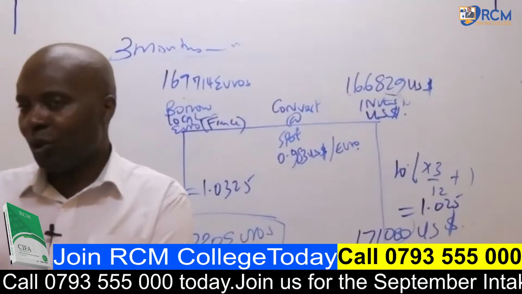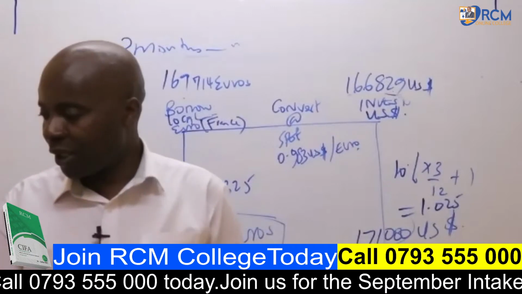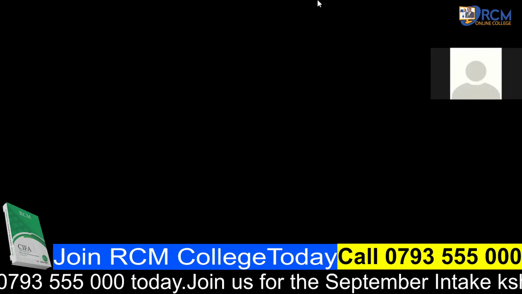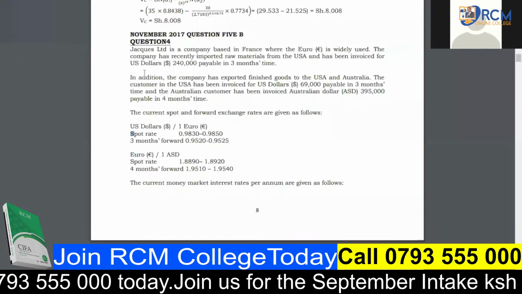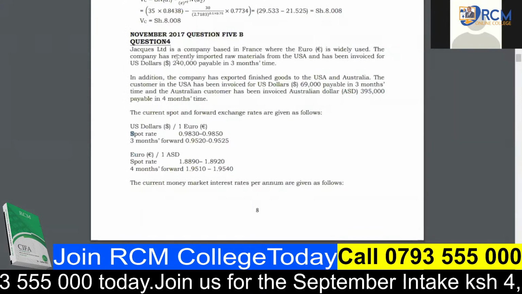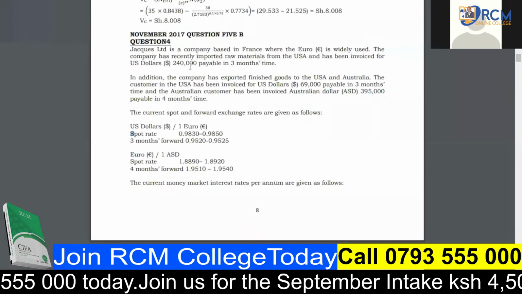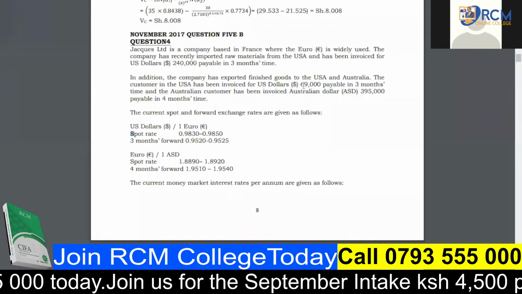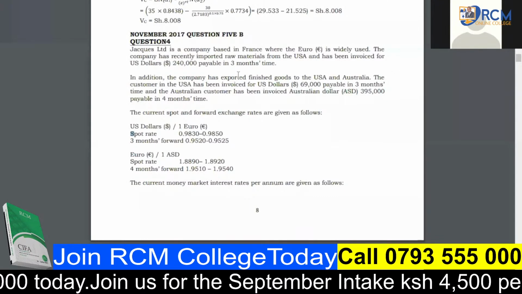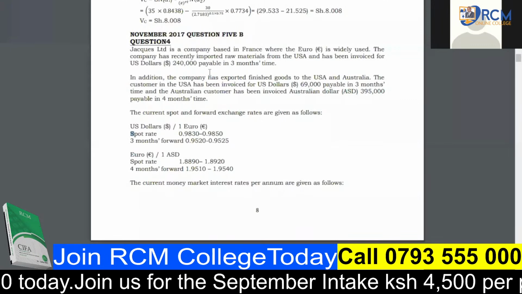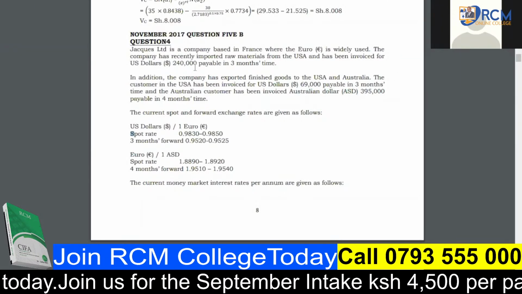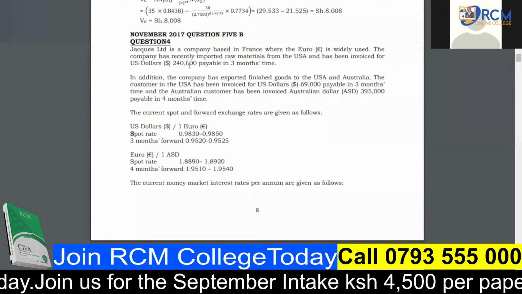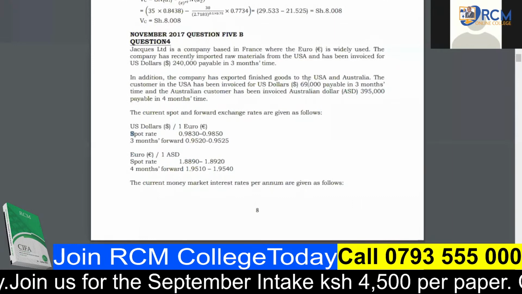Why did we not use the $240,000? Let me go back to the question. Very good. You see here the $240,000, these are payable or rather receivable in how many months? 3 months. And then we have some other amount here. Remember the 240,000. What happened with the 240,000? We imported. So 240,000 is a payable. And then we have 69,000 here, which is a receivable because we exported.